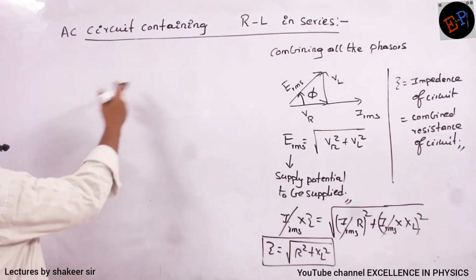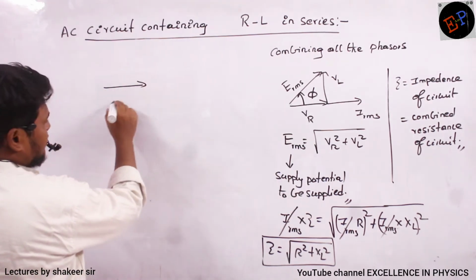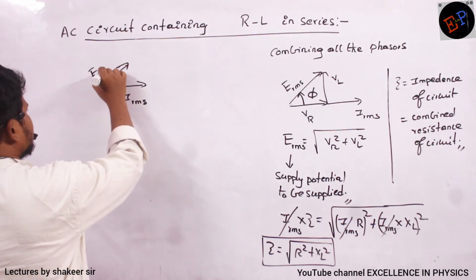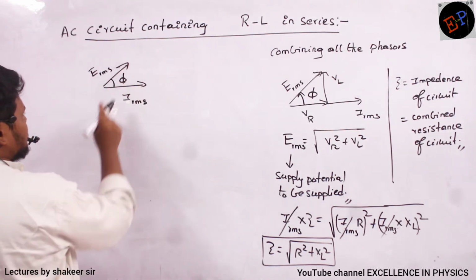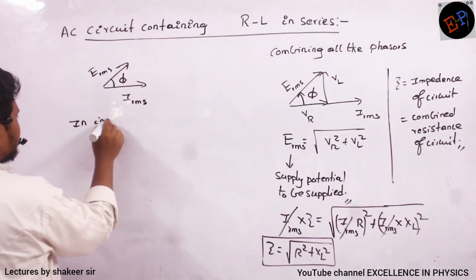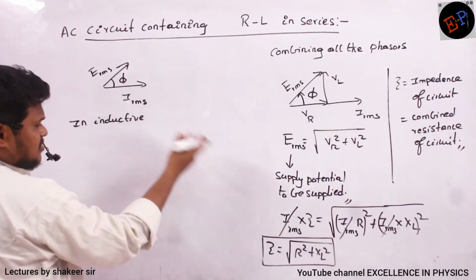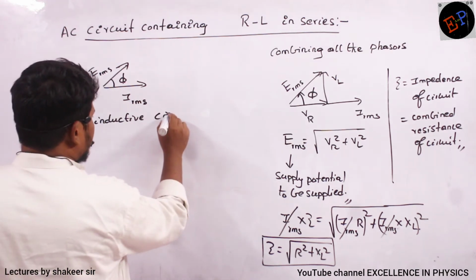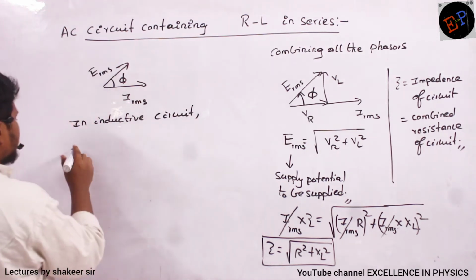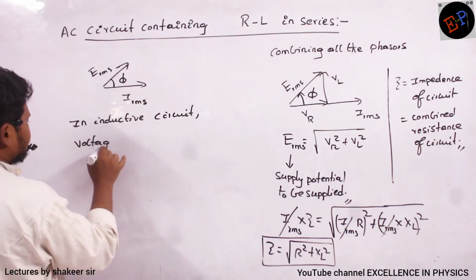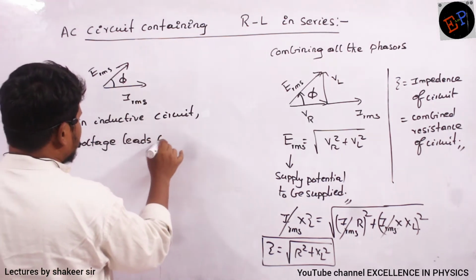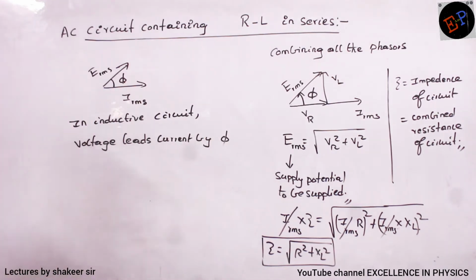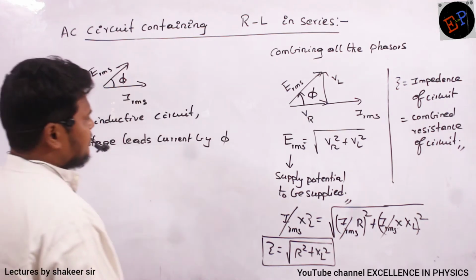Are you able to understand? Or just you can draw, if you draw the phasor diagrams I and ERMS. So this is IRMS, this is ERMS. So this is angle phi. So definitely what I can say, in an inductive circuit, resistance is also present, but inductance is also there, no? Therefore you call it an inductive circuit. In an inductive circuit, clear ma? Voltage leads current by phi or theta, anything you can write. Are you able to understand?